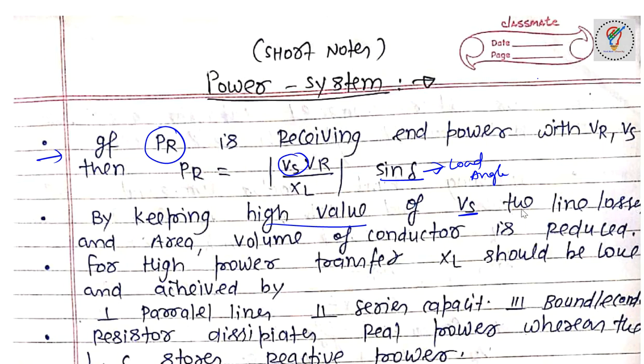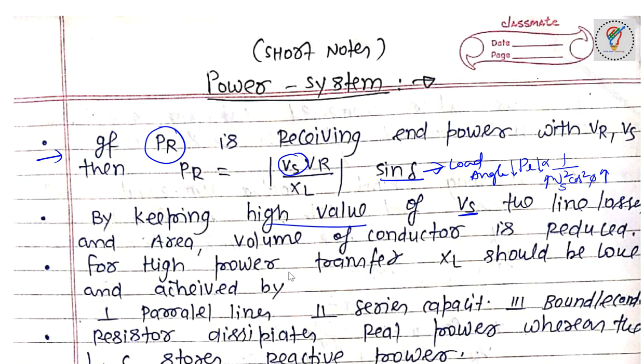Now, by keeping a high value of sending end voltage, what are the advantages? The line losses and the area and volume of the conductor are reduced. Line losses means the power losses are proportional to 1 by V square into cos square phi. We can say power losses are inversely proportional to the sending end voltage. Higher the voltage, lesser will be the losses. Higher the power factor, lesser will be the losses. So by increasing the voltage, the losses can be minimized and the area also minimized.